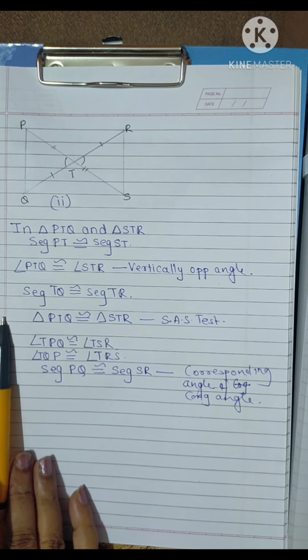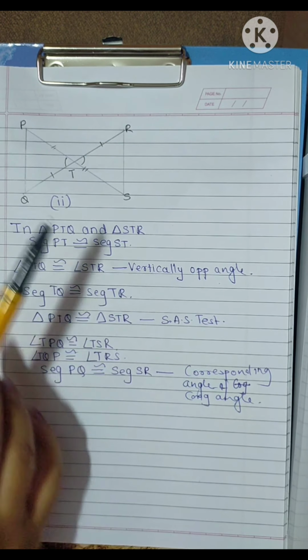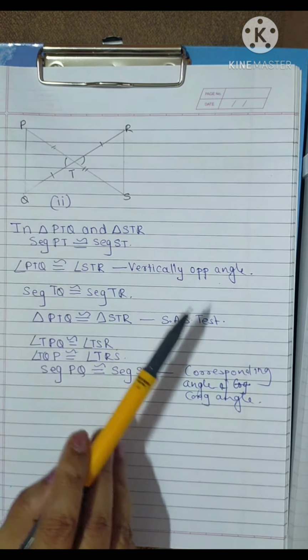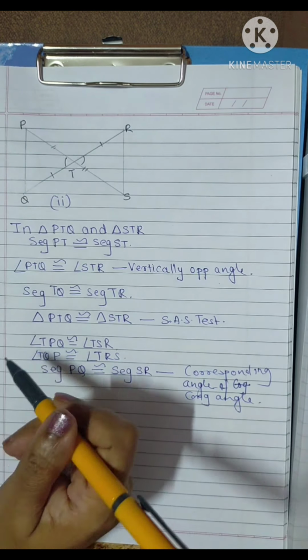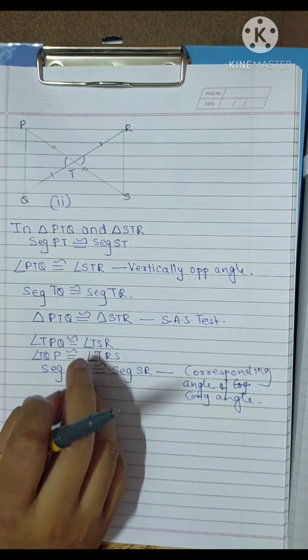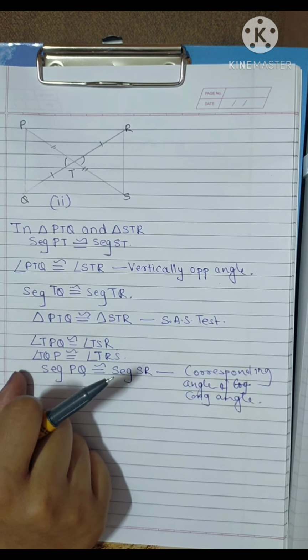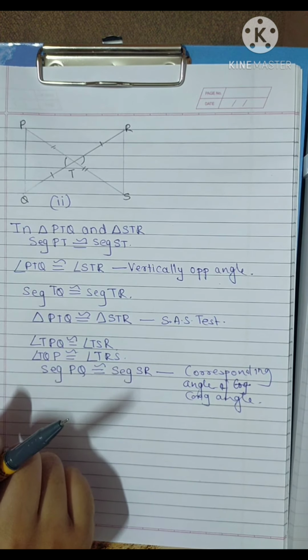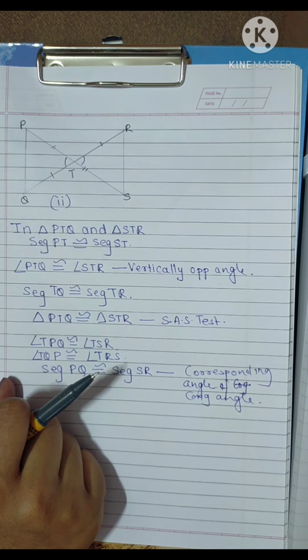So I hope you understood. It is the SAS test, and all angles and all sides are congruent to each other. Now we are going to solve question number 3 of practice set 3.2.